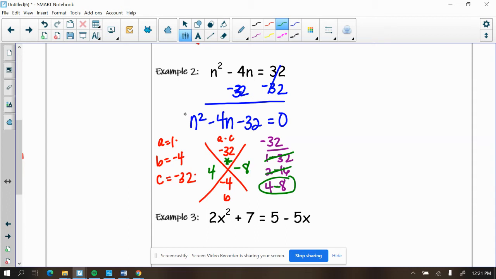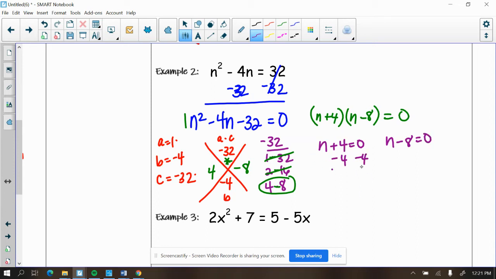Again, this one is a equals 1, so I can just go straight to putting my double bubble equals 0. So n plus 4 and n minus 8. To finish solving, we just split these up. n plus 4 equals 0. n minus 8 equals 0. And we're all set to solve for n.